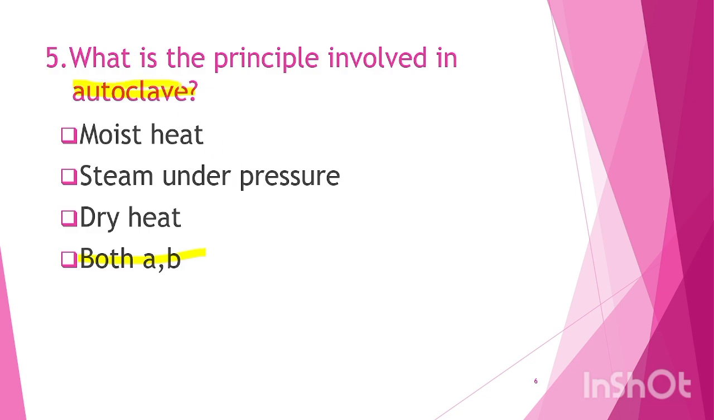An autoclave is an instrument mostly used for the process of sterilization, and the autoclave can be run at 121 degrees temperature, 15 lbs pressure and 15 minutes time. And mostly the materials used in the autoclave are moisture-containing substances.